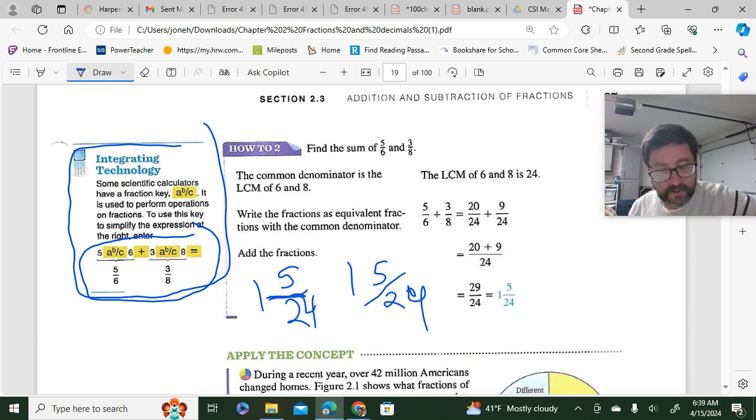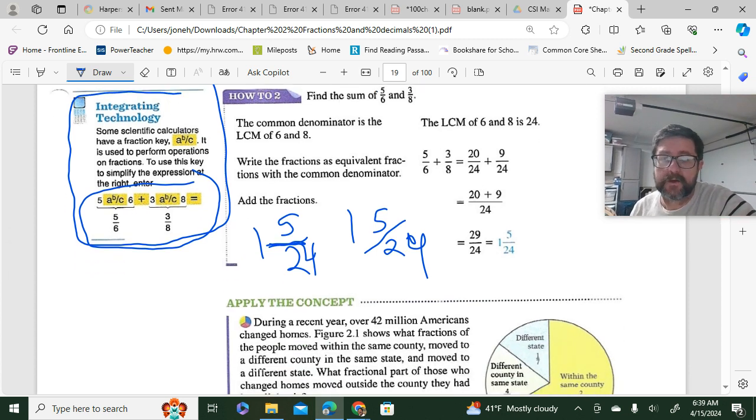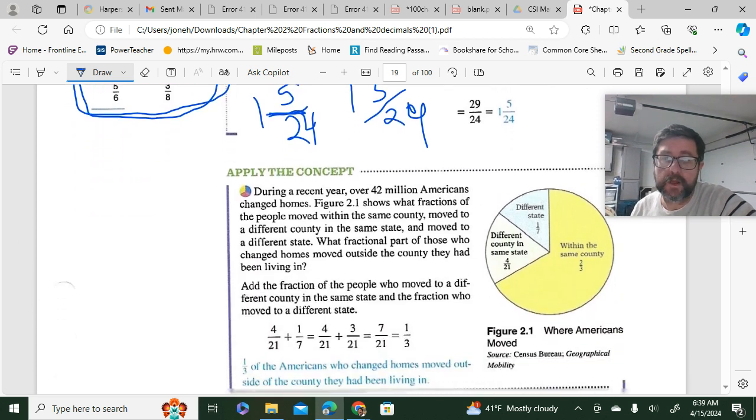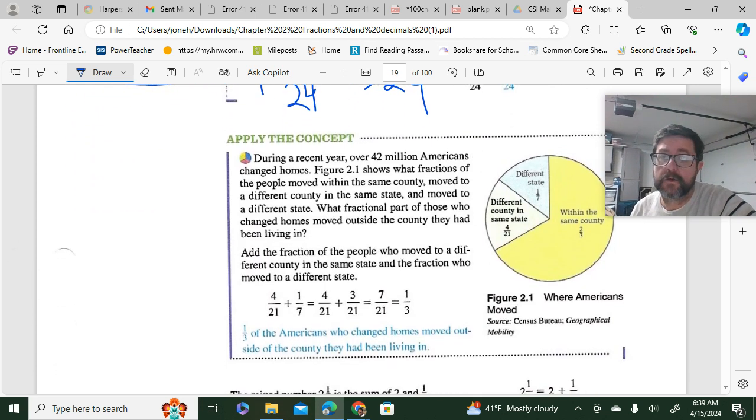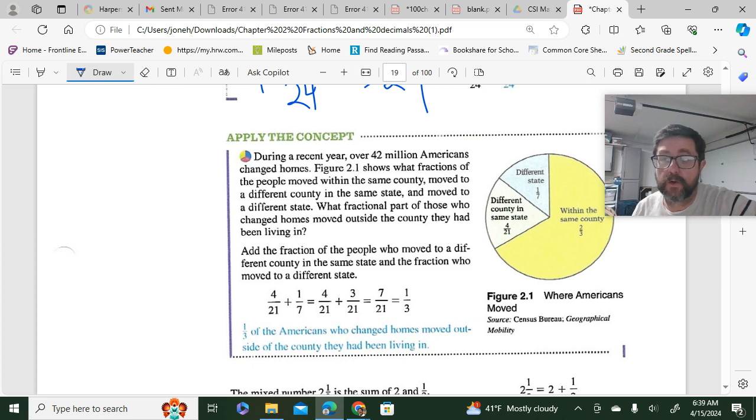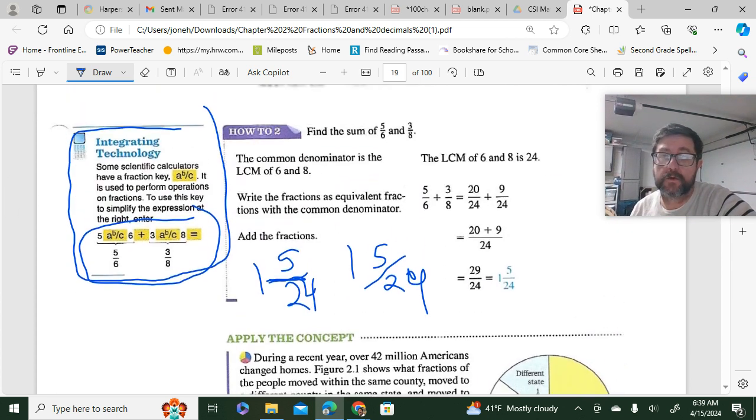24ths, not halves. My calculator had 24ths. Okay, so apply the concepts. So now we have a whole circle: 4 over 21 plus 7 plus 1 over 7 equals 4 over 21 plus 3 over 21. What they've done right here is they've made the equivalents.